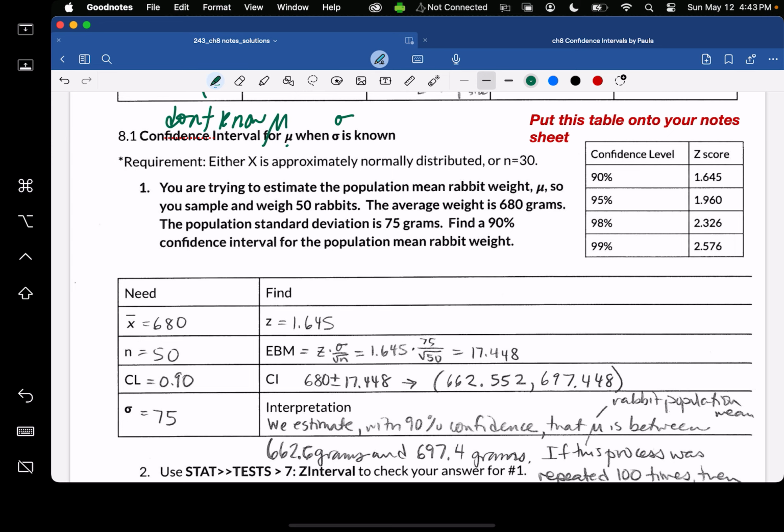Now there is a requirement before we move on that we have to have either x approximately normally distributed or n greater than or equal to 30.